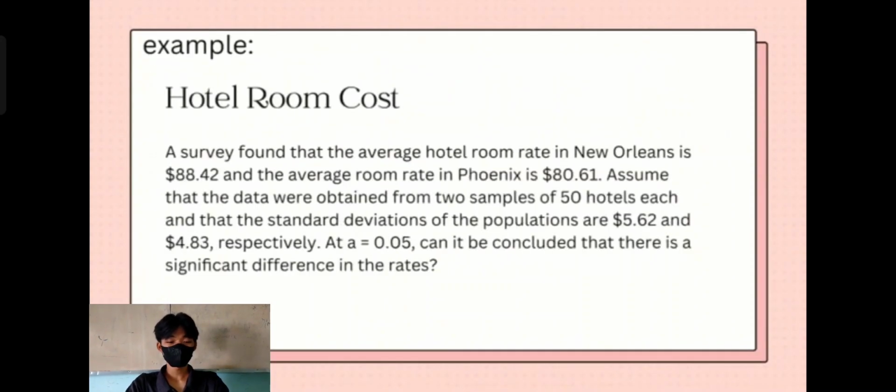Example: hotel room cost. A survey found that the average hotel room rate in New Orleans is $88.42 and the average room rate in Phoenix is $80.61. Assume that the data were obtained from 2 samples of 50 hotels each and that the standard deviations of the populations are $5.62 and $4.83 respectively. At 0.05 alpha, can it be concluded that there is a significant difference in the rates?